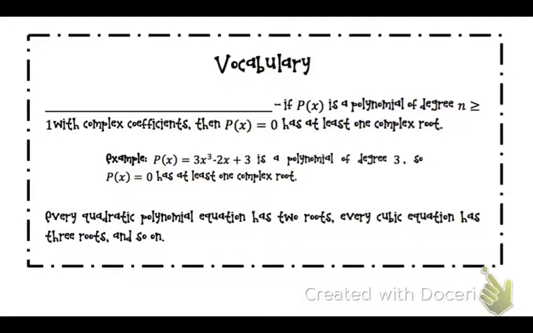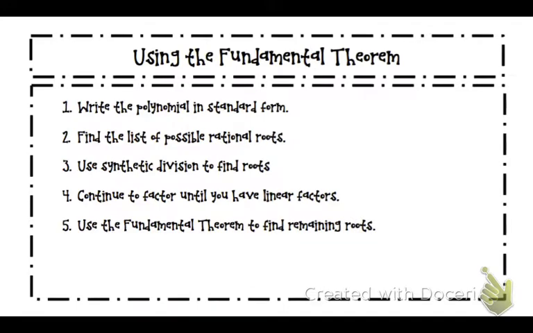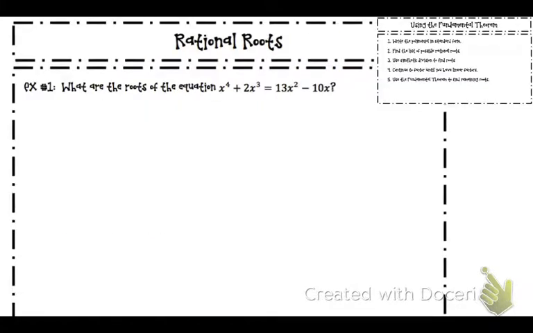Okay, so p of x equals 3x cubed minus 2x plus 3 is a polynomial of degree 3, so p of x equals 0 has at least one complex root. That's the fundamental theorem of algebra. We'll go more through that in just a minute. Okay? So this is how to use it. We're just going to get straight into this.